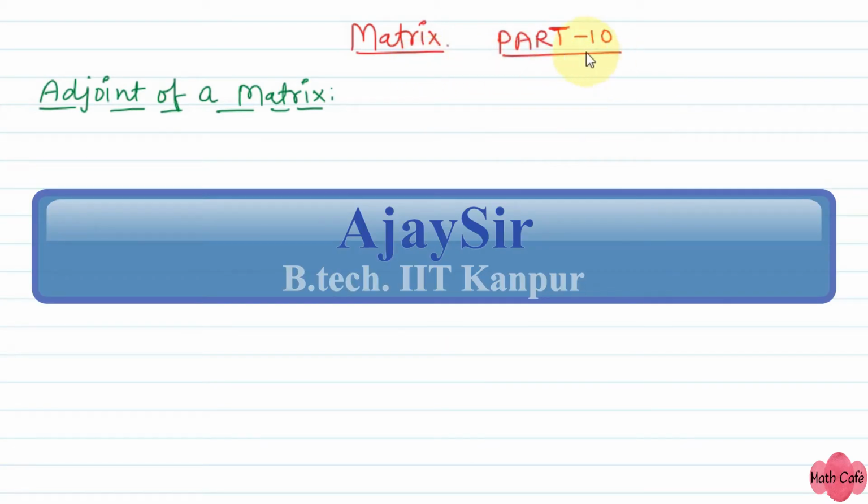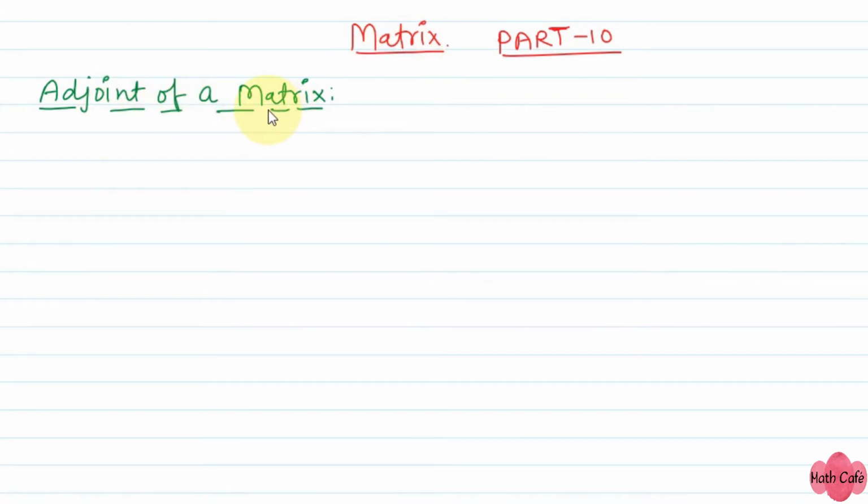So this one is part 10 of the topic matrix, and this video is all about the adjoint of a matrix. Alright, so let's proceed. So we will say that if A is given to us, that A is a square matrix, because we will define adjoint for only square matrices. Then adjoint of A will be the transpose of the cofactor matrix of the given matrix.